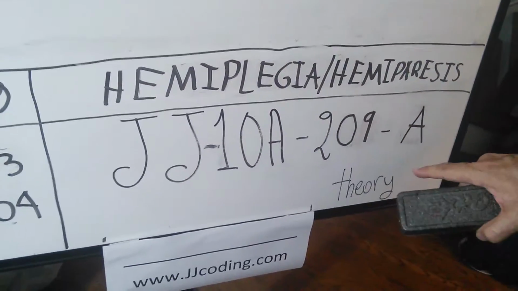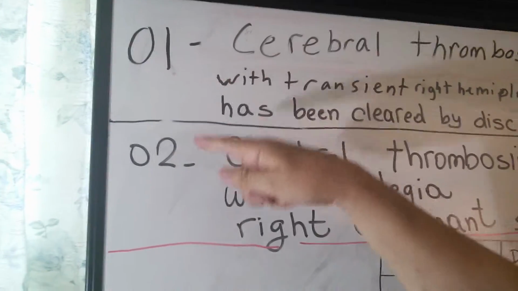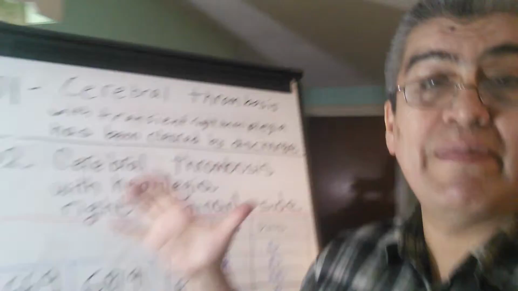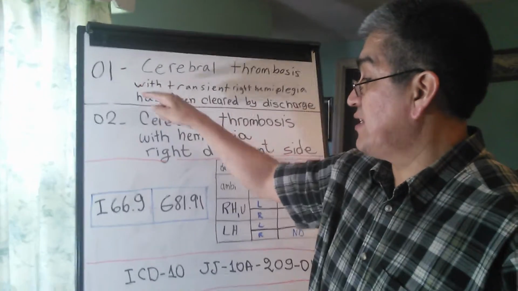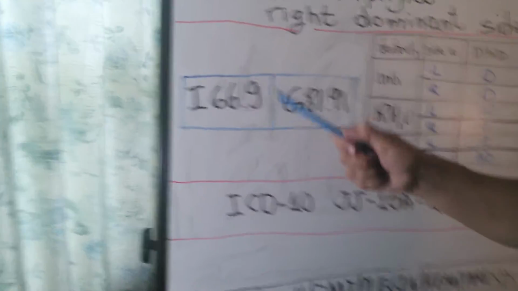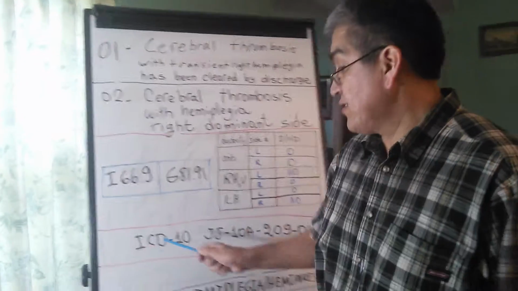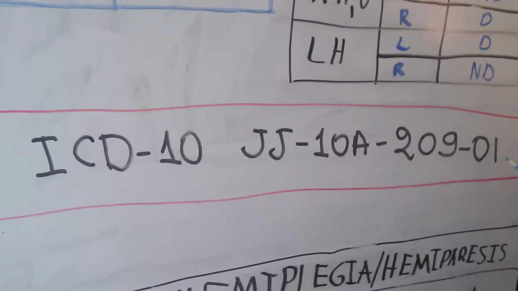And this is the theory code, okay? So let's point to the text here. The problem we did yesterday and the problem we did today both have the same answer. They're worded a little differently, but they both have the same answer. And the answer is this one, I66.9 and G81.91, right here, okay? You can watch the video of how we got to the answer. The video is right here. It's exactly the same, ICD-10 JJ-10A-209-02. You can watch that video if you want to know how we got to the answer.